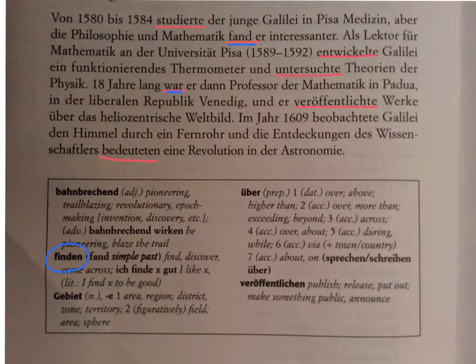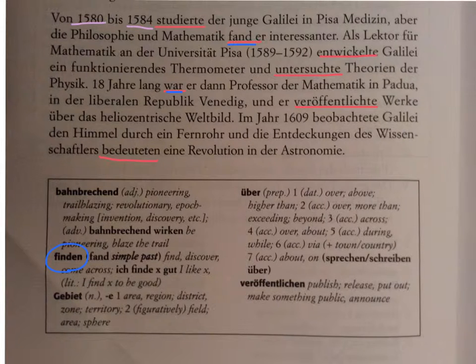So moving on, what does this text mean? Von 1580 bis 1584 studierte der junge Galilei in Pisa Medizin. Just the first half of that sentence has lots of pieces and parts to it, right? These dates, I think you heard me say, are pretty self-explanatory, from this date to this date.